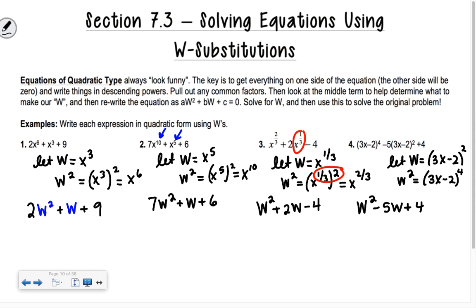Quadratic means x squared, like a parabola. Things you can use the quadratic formula on, right? That's why we call it quadratic equations. Why exactly is the word quadratic used in this case? I know. Why do they use quadratic?